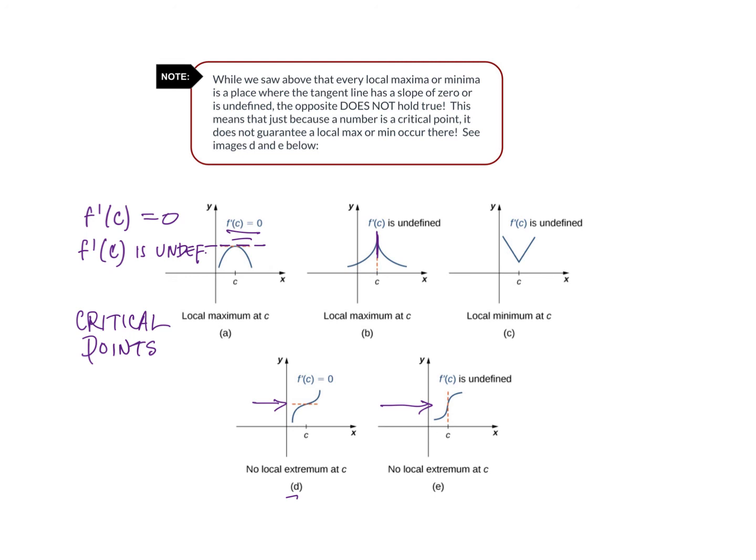So to summarize, we have these things called critical points, and they occur where f prime of C equals 0, or where f prime of C is undefined. But the critical points do not guarantee any local extremum. And we'll find out a way to test the function at those points to determine if you have a local maximum or a local minimum. But we'll do that at a later point.